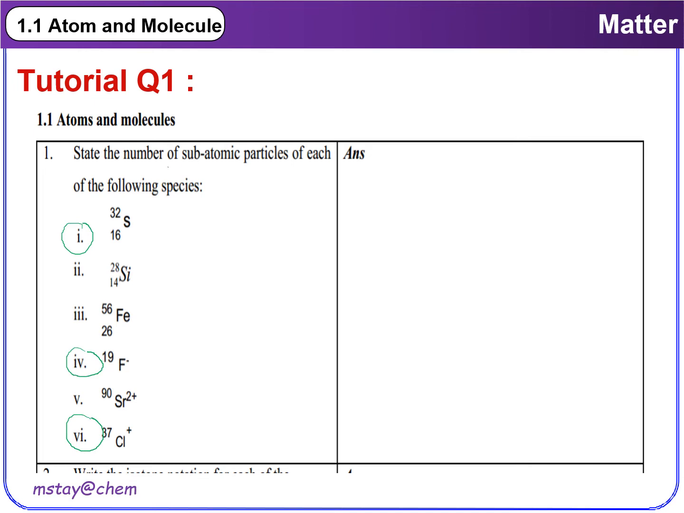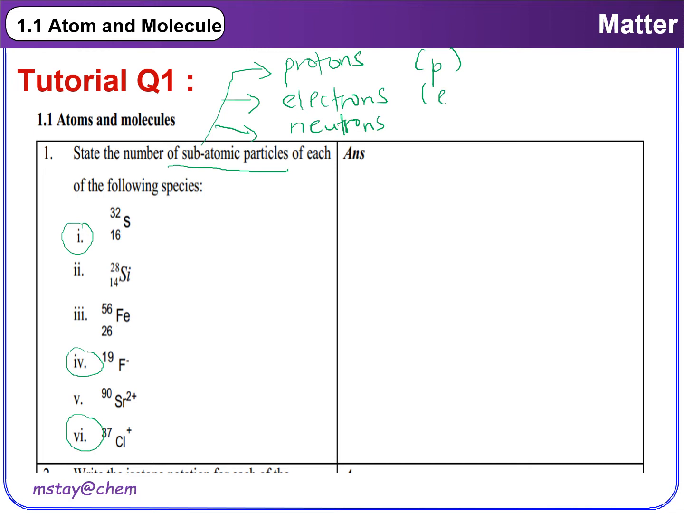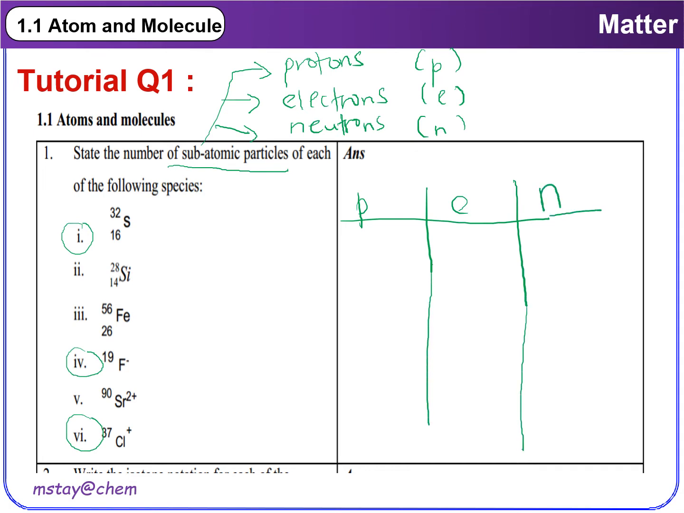Okay, before we start answering the question, we have to read the question as usual. State the number of subatomic particles. The subatomic particles basically refer to protons, electrons, and also neutrons. I'm going to use the symbols P, E, and N to represent proton, electron, and neutron. Okay, so look at the first question.